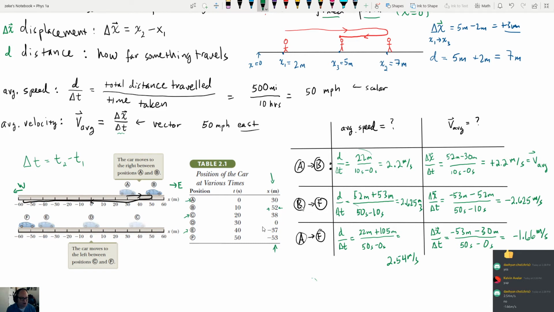It's true as long as the car doesn't turn around, though, right? That speed and velocity will be the same number. But the moment that the car turns around, things change, because now the distance is growing, but the displacement isn't. So anyway, there we go.